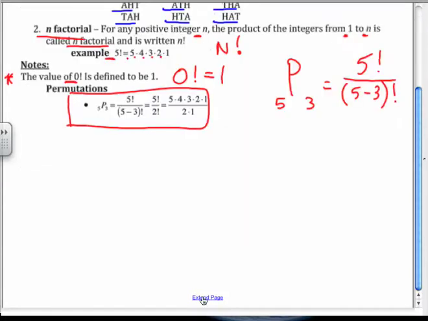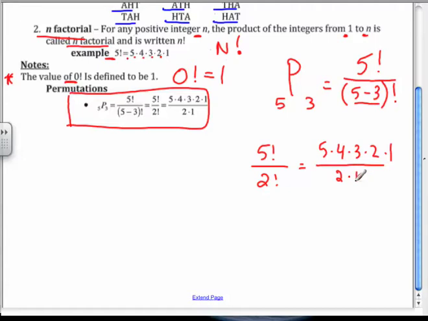So let's look at this. I'm going to extend this a bit, and I'm going to write this as 5 factorial over 2 factorial, because I did 5 minus 3 to get the 2 factorial. Now you're going to remember that 5 factorial means 5 times 4 times 3 times 2 times 1. And 2 factorial just means 2 times 1. Now before I multiply, I can cancel out anything that shows up on the top and the bottom. So I'm going to cancel out the 1s and the 2s, and I get 5 times 4 times 3, and that equals, oh, not 20, it equals 60.